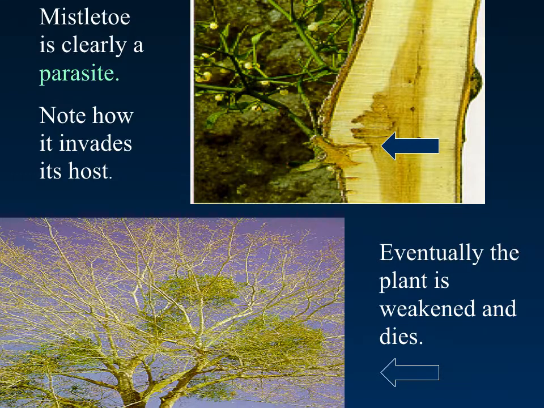Let's wrap this up with a couple of things that will come back to haunt us as master gardeners. Let's talk about parasites for a minute. Parasites of plants, that is. Mistletoe is a parasite, as you can see in the upper picture. You can see how it's invaded its host tree and is sucking out water and nutrients from it. Yes, mistletoe is green, and yes, it does photosynthesize, but it is robbing that particular tree, usually some kind of a hardwood tree, of water and nutrients.